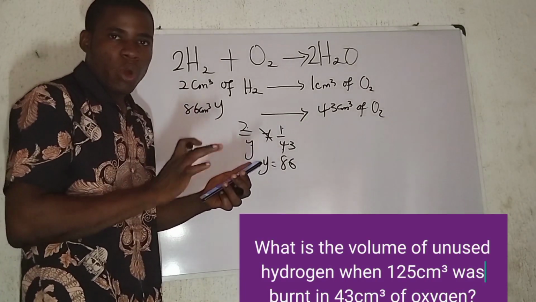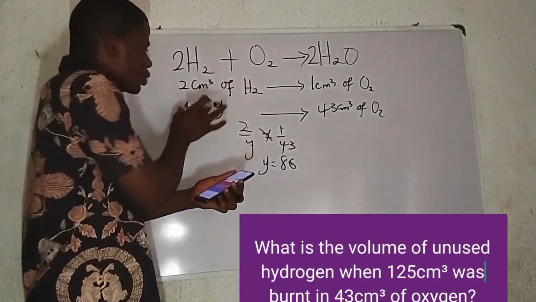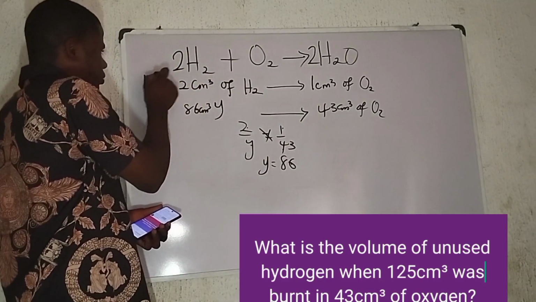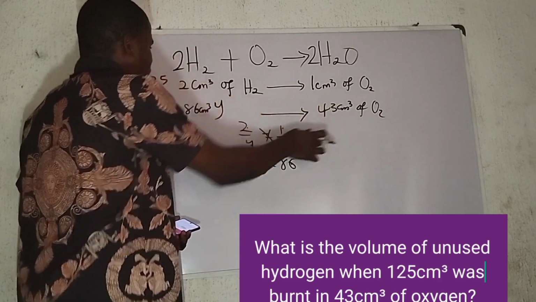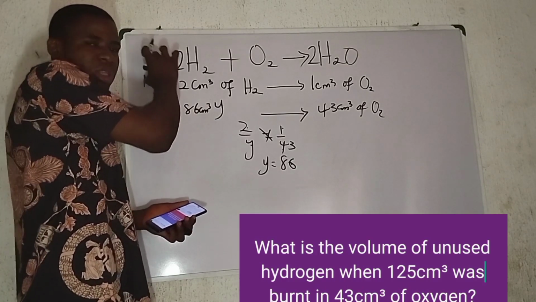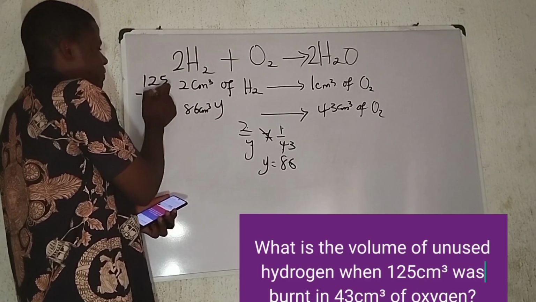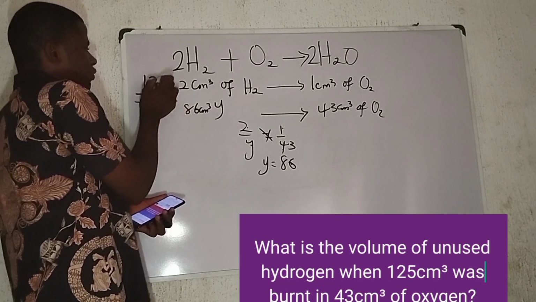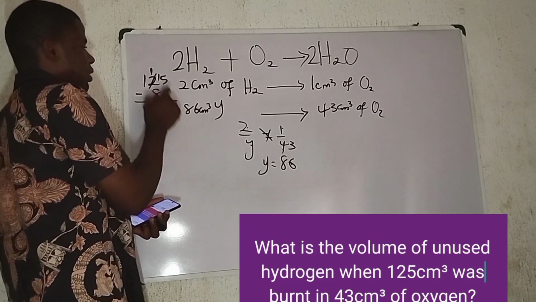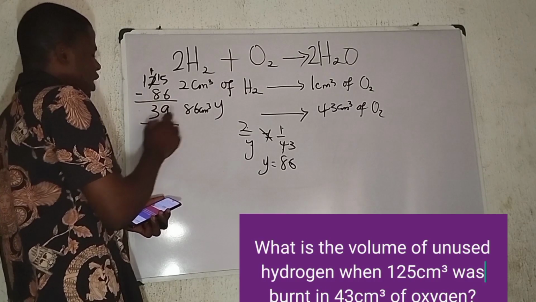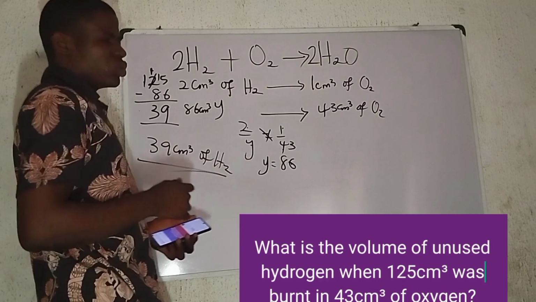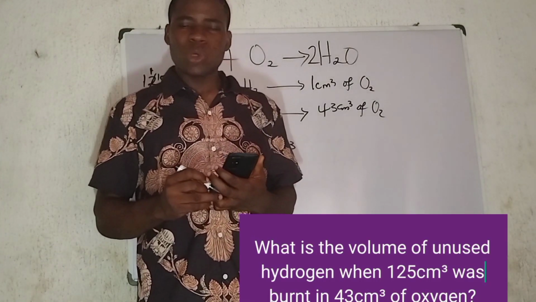But now I'm having 125 cm³ of hydrogen in presence of 43 cm³ of oxygen. So we've gotten that 86 is meant to react with 43, right? But 86 was not the only thing there. I have 125. So for me to get the one that was unused, I have to do 125 minus 86, right? 5 minus 6 can only be 1 after borrowing, so 5 becomes 15. 15 minus 6 is 9. 11 minus 8 is 3. So I have that 39 cm³ of hydrogen was unused. 39 cm³ of hydrogen was in excess.